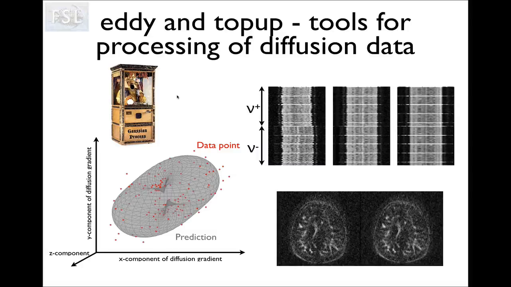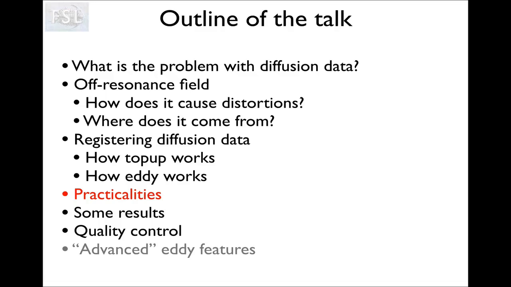Hello and welcome to this third episode in the talks about how to pre-process diffusion data, i.e. how to correct for distortions and subject movement in diffusion data. If you remember the previous two talks, we are now coming to practicalities, and what I mean by practicalities is what do we need in order to run topup and EDDY to do all these things that we have looked at from a more theoretical perspective so far.